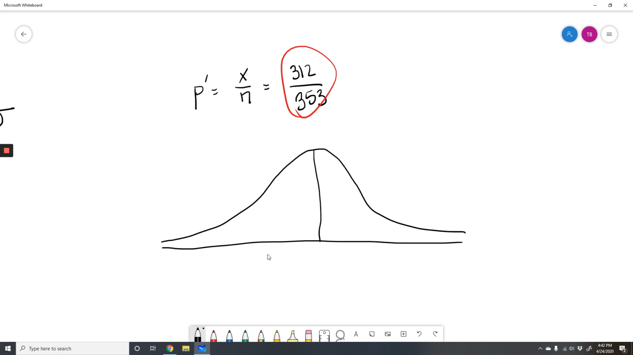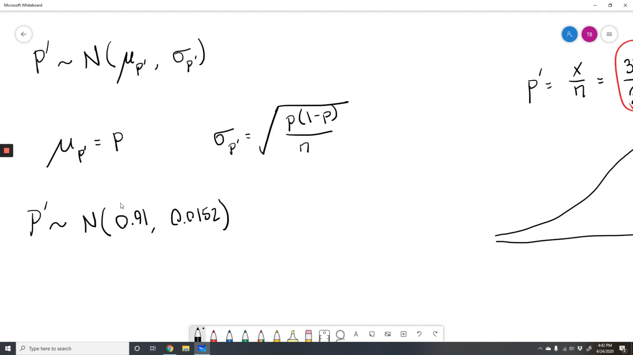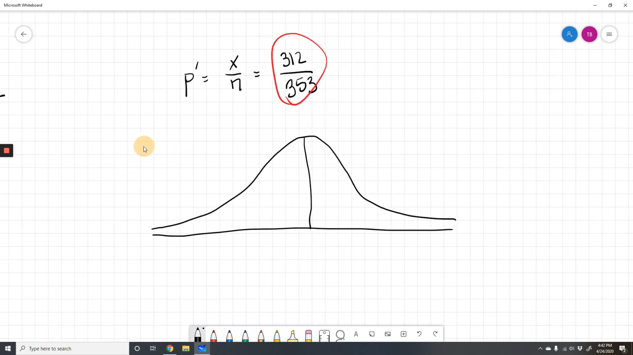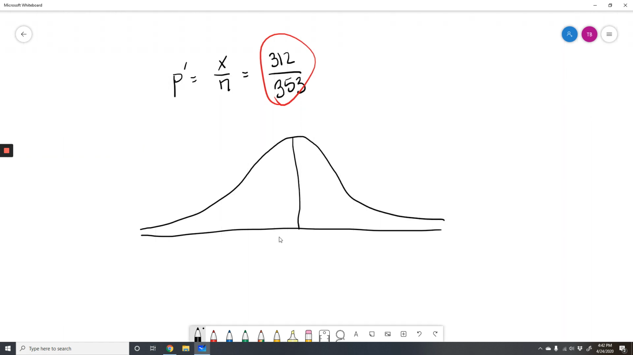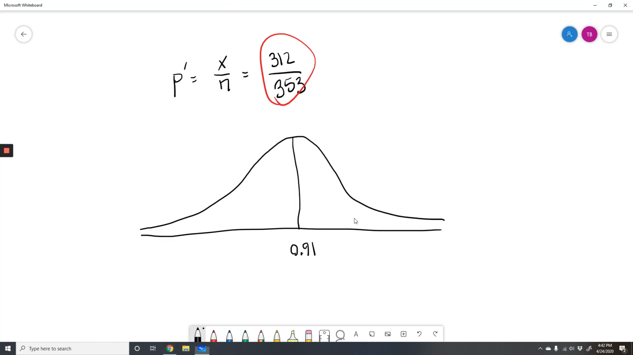Okay? Remember, according to the central limit theorem, the mean is 0.91. So the mean of all sample proportions is 0.91. And we just found our particular sample proportion is 0.8839 about. So I'll just round that off to 0.88 for this diagram. That's smaller than 0.91. Okay? If yours was bigger, obviously you'd write it over here.